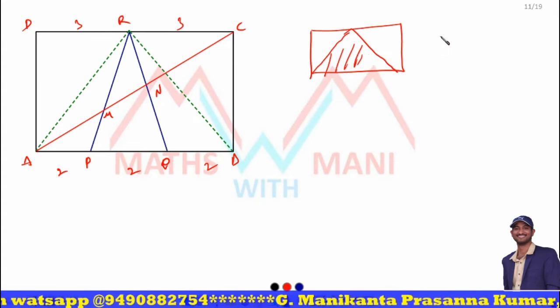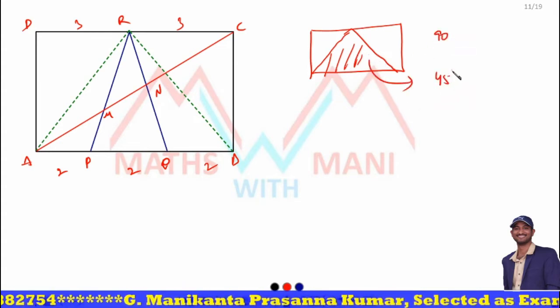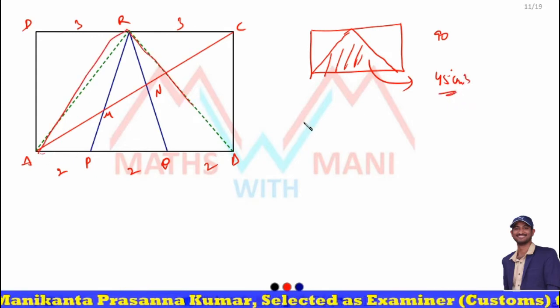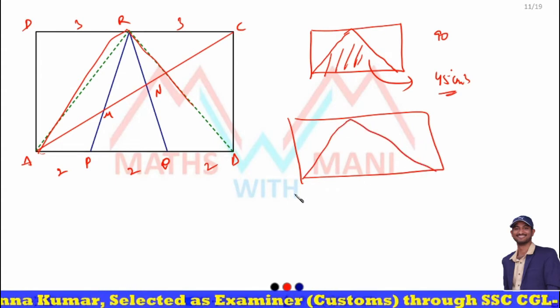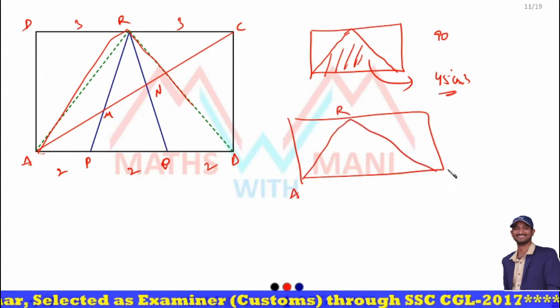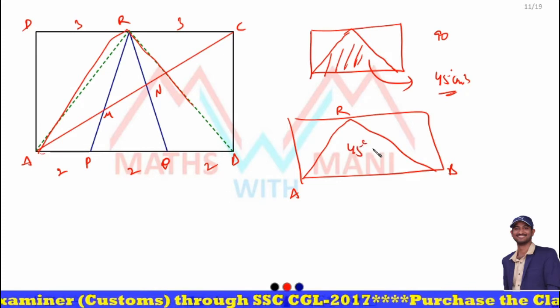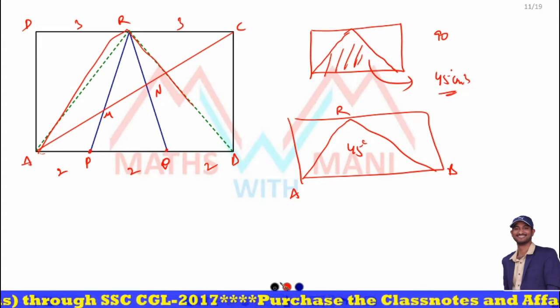So the area of the rectangle is given as 90. So what is the area of the triangle? This is 45 centimeter square. So what is the value of ARB? In this rectangle, there is a triangle ARB. Yes or no? So what is the area of triangle ARB? 45. But this triangle has trisected points.